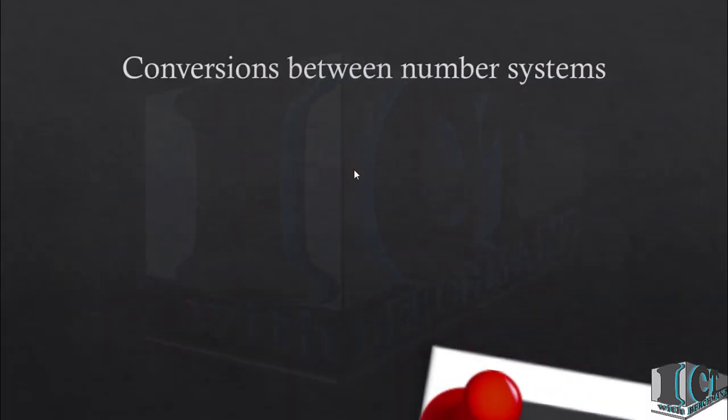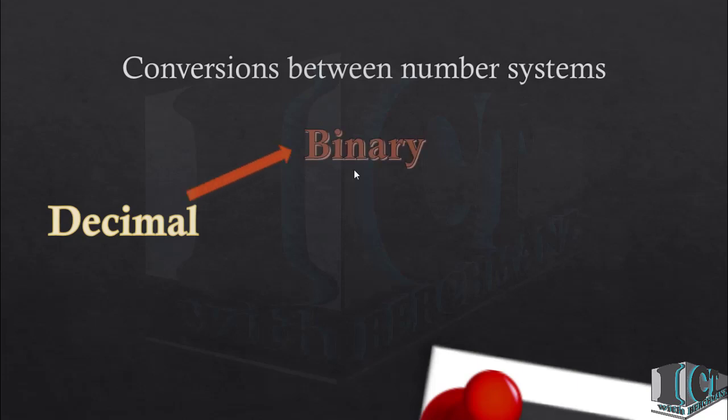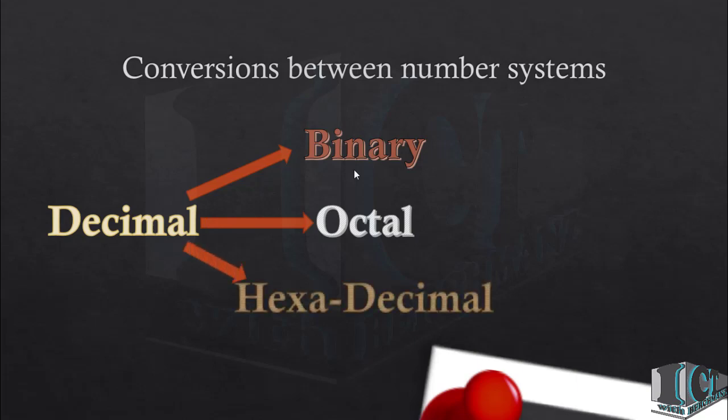Conversion between number systems. In that, first we will see the conversion from a decimal number to either a binary number, or decimal to octal, or decimal to hexadecimal. If I want to convert a decimal number into either a binary, octal or hexadecimal, I am going to use the same method. That method is divide by the base. We will discuss further what divide by the base is in the later sections.